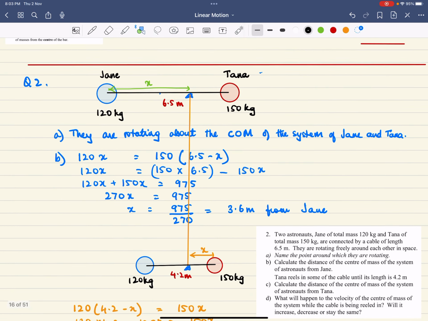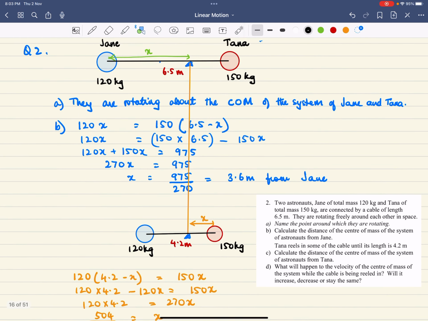If you'd like to take a look, work through it first. And this one, the question's at the bottom here. You've got Jane and Tana, astronauts who are connected by a cable of length 6.5 meters. So this whole thing is 6.5 meters, and you've got to calculate the distance of the center of mass of the system from Jane. So you had to calculate that distance, which is x.